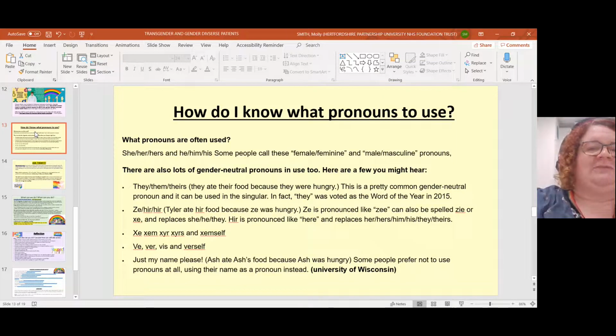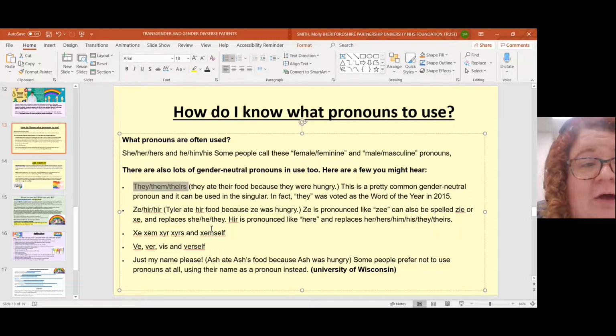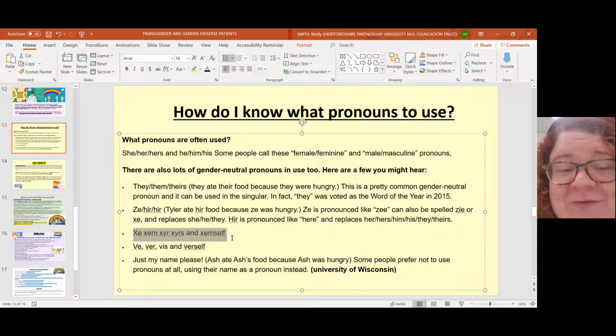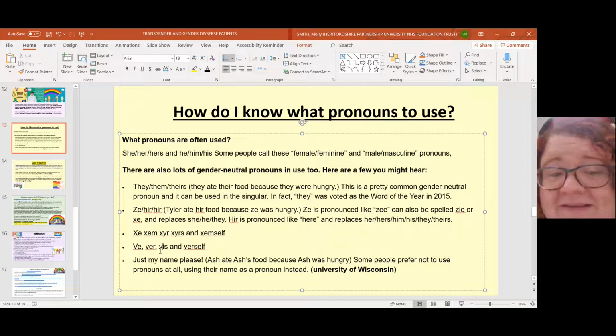So there are lots of pronouns that are used. Often we hear she, her, hers, he, him, his. Sometimes people call that male or female pronouns. Some people would prefer a pronoun such as they, so more a neutral pronoun. They, them, theirs, so not he or hers. They is quite a common neutral pronoun. There are other ones, so Ze, for example, pronounced like Z. Again, it's quite a neutral pronoun. Some people prefer ze, them, zir, themself.